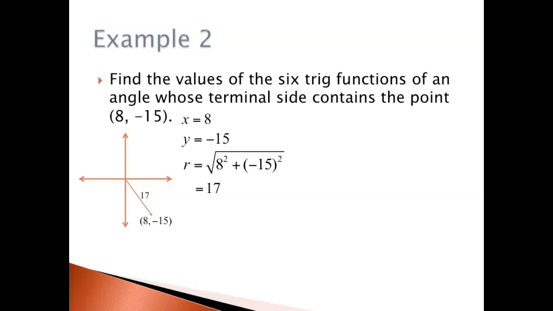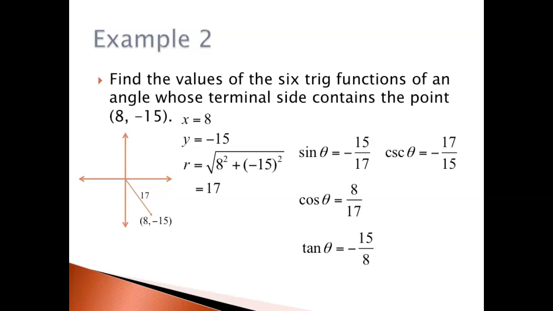So sine is going to be y over r, so negative 15 over 17. Cosine is x over r, so that's 8 over 17. And then tangent is y over x, so negative 15 over 8. And then cosecant, secant, and cotangent are the reciprocals of sine, cosine, and tangent. So that would be negative 17 over 15, 17 over 8, and then negative 8 over 15.